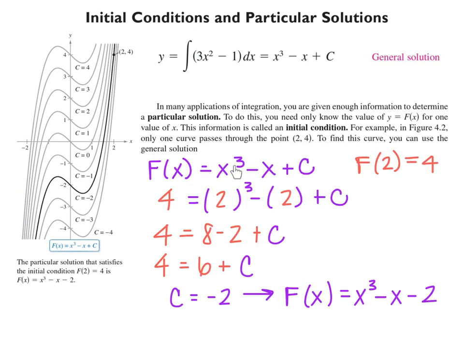So here's what I know. I know the original equation, the big F of x, is x cubed minus x plus c. And I know that big F of 2 equals 4, because right, 2, 4. Our input x, our output 4. So I set this thing equal to 4, plug in 2 for every x value I have, and I solve for c. And I get c to be -2. So this is my particular solution to this problem that goes through that point, 2, 4.